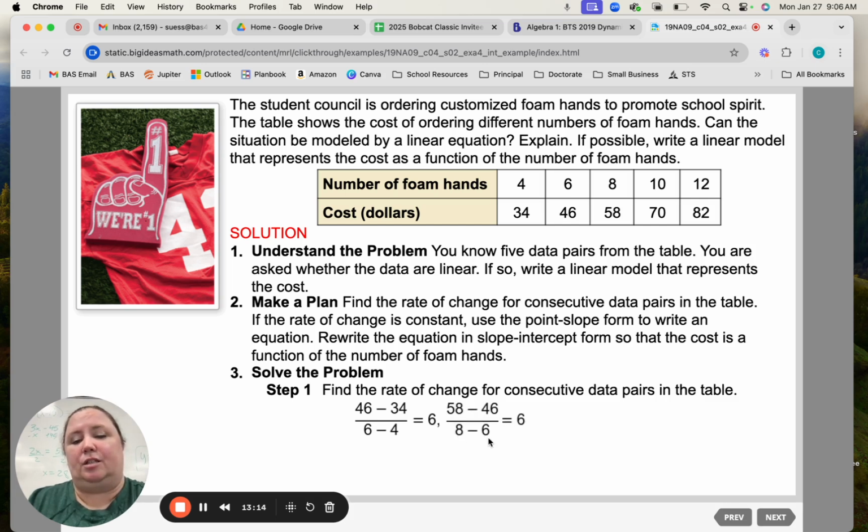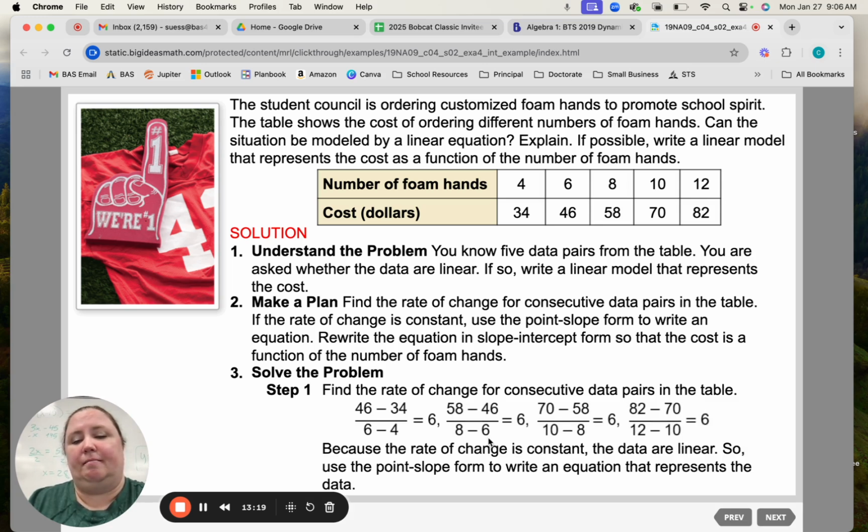Oh, they're showing each set of pairs. Oh, because we have to find the rate of change. Oh, it's linear. This is why it's answering if it can be written. Every single one of these has the same rate of change.